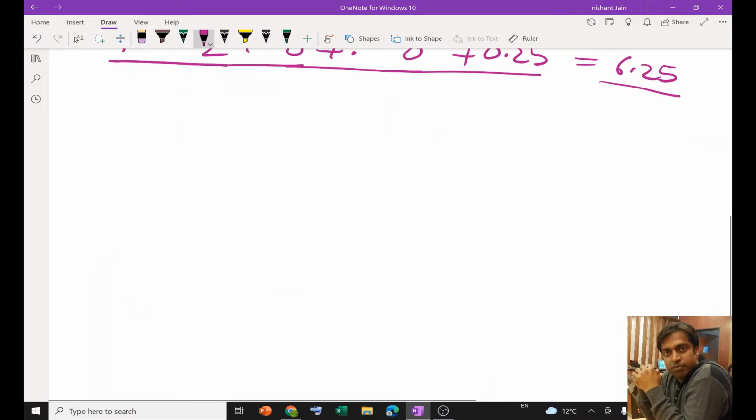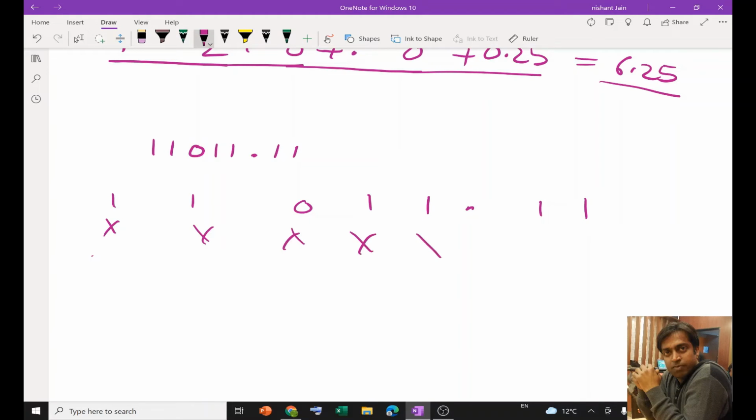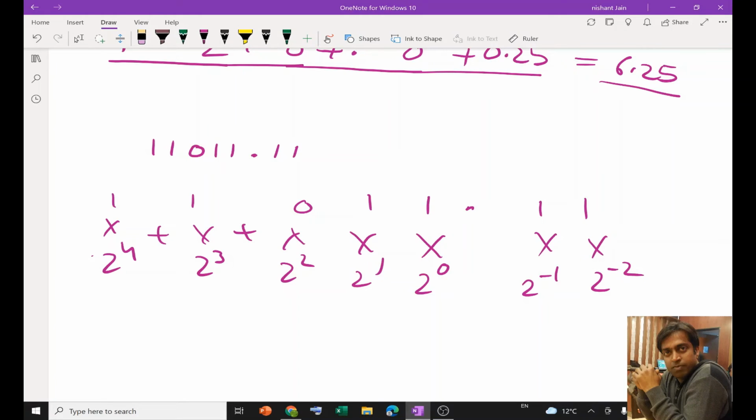If I take one more example, let me take 11011.11. For this, again, this is the 0th position, so 2 power 0, 2 power 1, 2 power 2, 2 power 3, 2 power 4, and this is 2 power minus 1, this is 2 power minus 2. Now I simply need to add all these numbers.